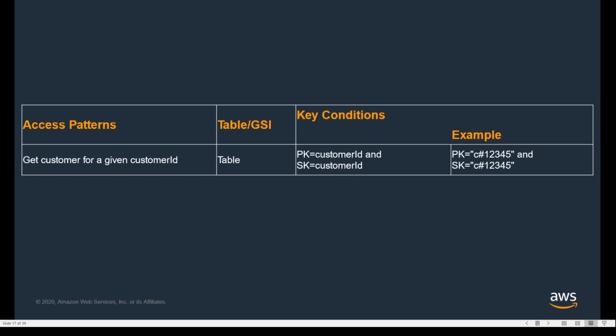It gives me every item that's in that customer's partition. In this case, I'm looking for a single item, and so I would add the sort key that is going to uniquely identify the item within the customer's partition, and that's the access pattern that we've implemented.